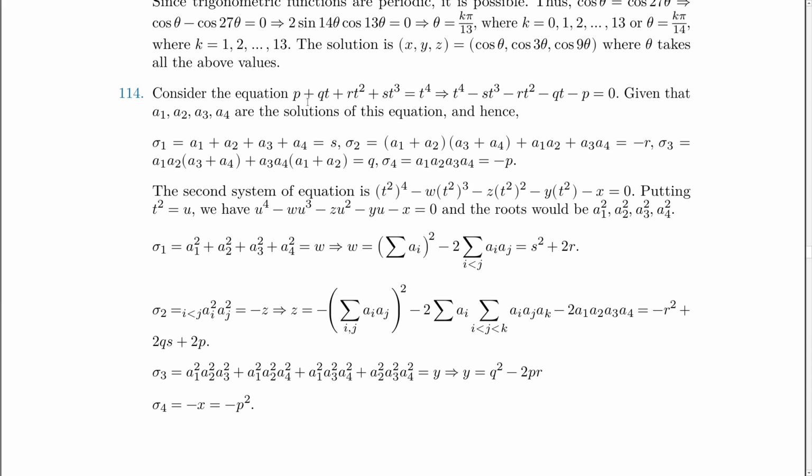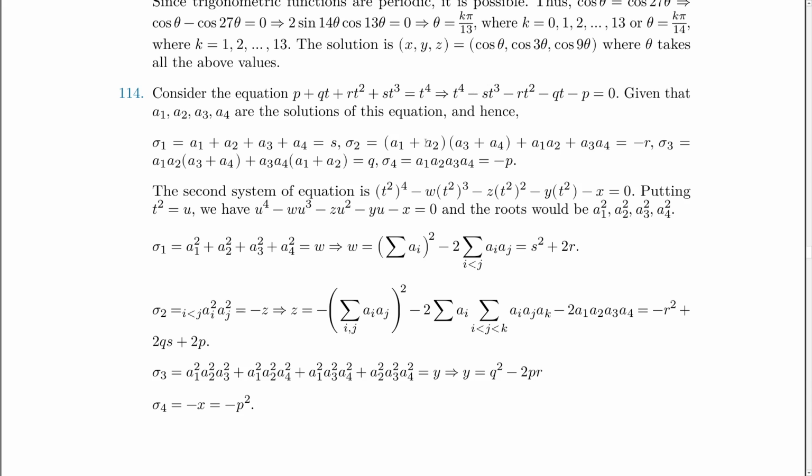Now, we consider the equation p plus qt plus rt square plus st cubed is equal to t to the power 4. So, t to the power 4 minus st cubed minus rt square minus qt minus p is equal to 0. Now, we take that a1, a2, a3, a4 are the solutions of the given equation. So, we apply Vieta's relation. We have sigma 1 is equal to s, that is the negative of coefficient of t cube by coefficient of t to the power 4. a1 plus a2 plus a3 plus a4 is equal to s.